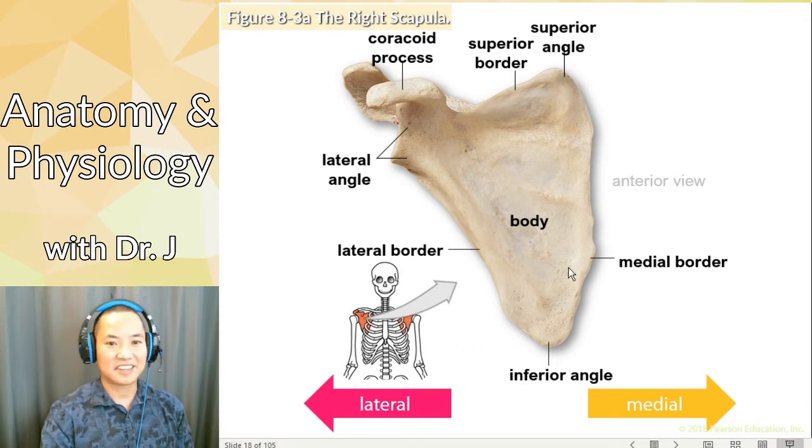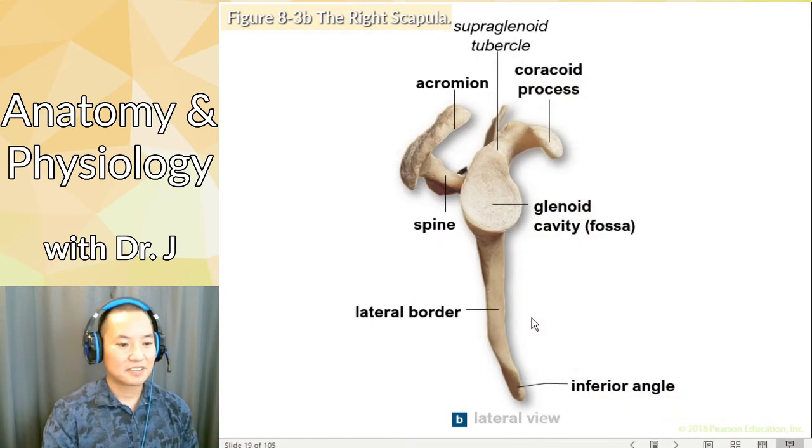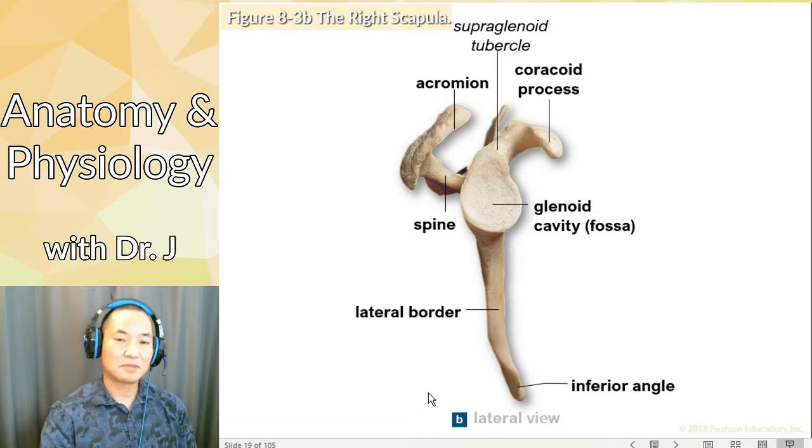So this is on your slides. Don't worry about writing this all down, because I will walk you through the ones that I want you to definitely know. So yes, I do want you to know all these major landmarks on a scapula. And you're like, oh my God, there's so many things here.